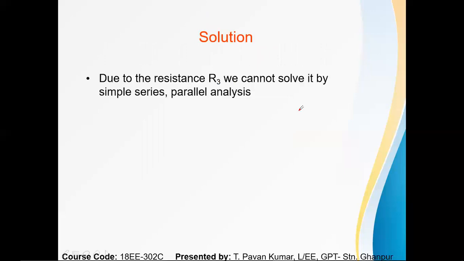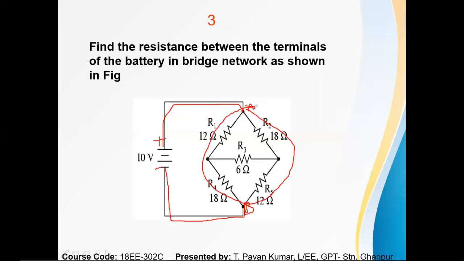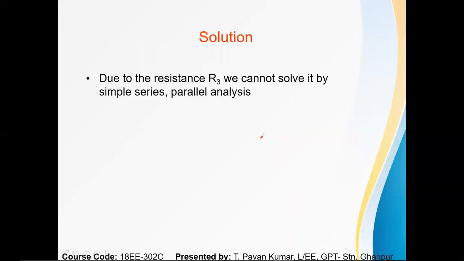Due to the resistance R3, we cannot solve it by simple series and parallel analysis. If R3 were not in the circuit, then this would be series, this would also be series, and hence both would be in parallel, so you could apply simple techniques like series and parallel. But here series and parallel is not possible. Hence you need to follow an advanced reduction technique called star and delta.